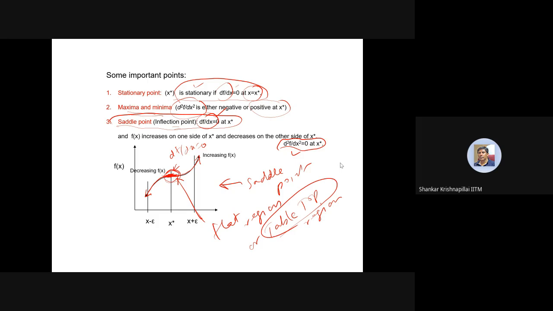The saddle point is important because some of the optimization algorithms will get stuck in the saddle point, thinking it is maxima or minimum. Then one example is there for this given objective function: obtain the stationary points, that is where the slope is 0, and study their properties. Study their properties means check if they are maxima, minima, or saddle point.